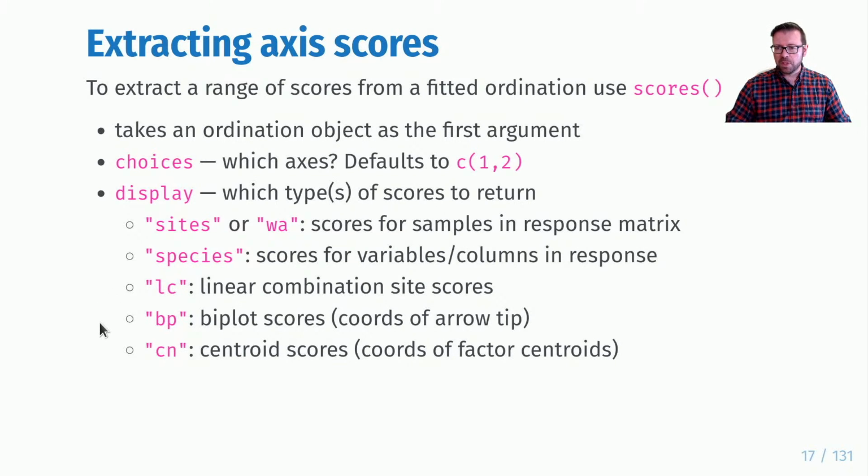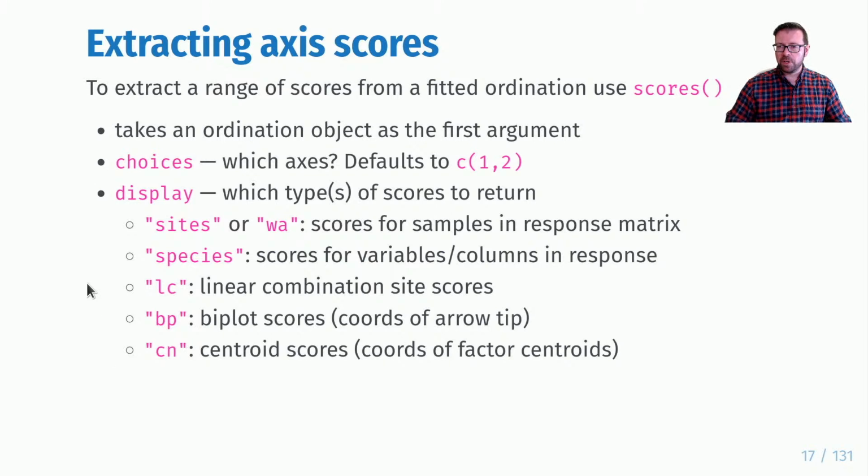And then there are some other scores. We can get the biplot scores, so these are the coordinates for the tips of the arrows for your explanatory variables. Or if you've got factor variables in your constraints, then the CN or centroid scores will extract the factor centroids for you. Okay. And by default, when you plot, a lot of the tools in vegan will make some assumptions about what you want and give you back what it thinks is appropriate. Okay, but you're in full control.